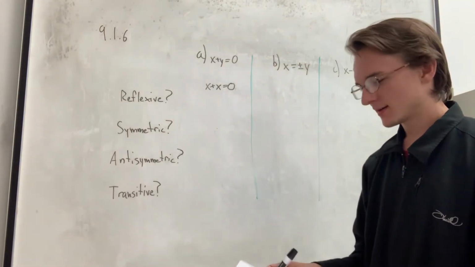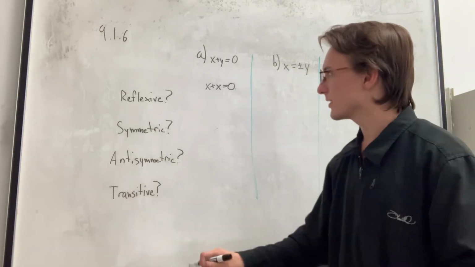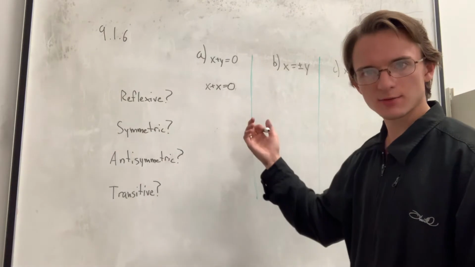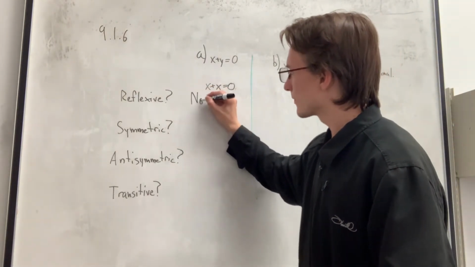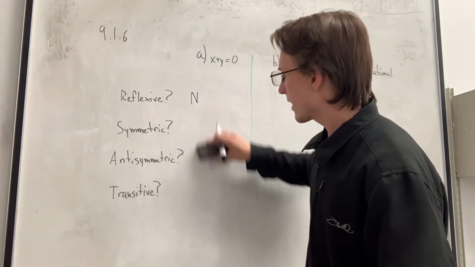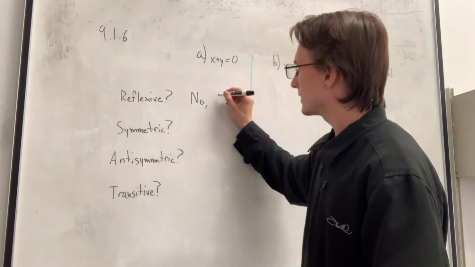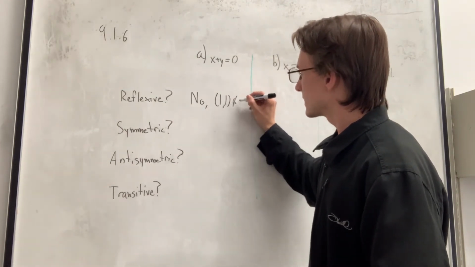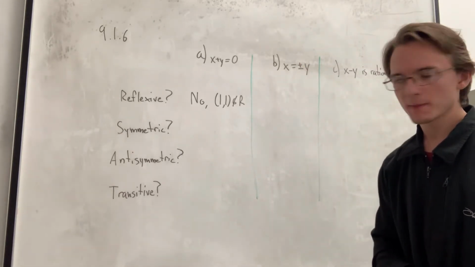Well, obviously not, right? If x is 1, for example, then is 2 equal to 0? No. And our counterexample then would be to say that 1 comma 1 does not exist in our relationship.